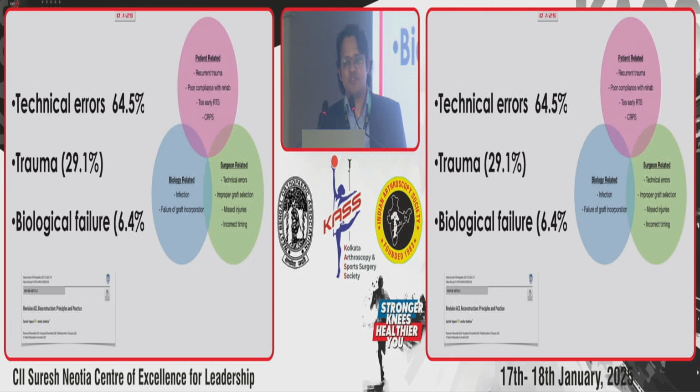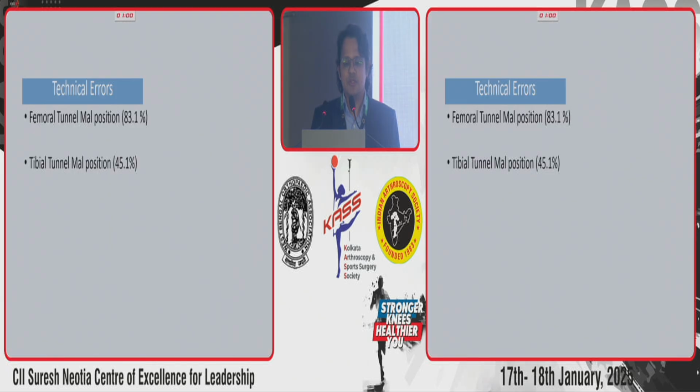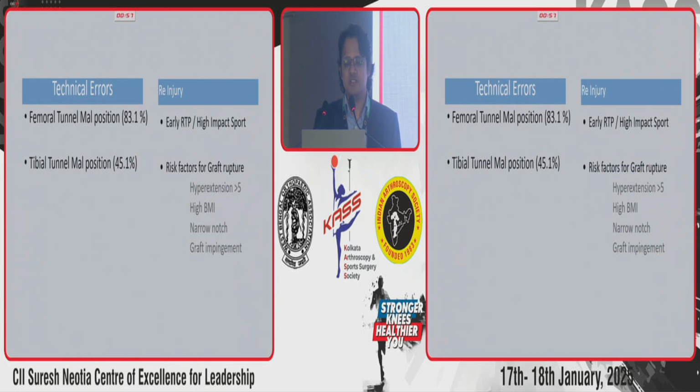The reason for revision ACL is mostly technical errors at 64.5%. The cause of trauma is 29.1%, and the biological cause is around 6.4%. It can be patient related, such as recurrent trauma, poor compliance with rehab, or too early return to sports; biological related, such as infection or failure of graft incorporation; or surgeon related, such as technical errors, improper graft selection and missed injuries. These ratios are all available online, you just have to do proper research. The risk factors for graft rupture are hyperextension of more than 5 degrees, high BMI, a small narrow notch, or graft impingement.